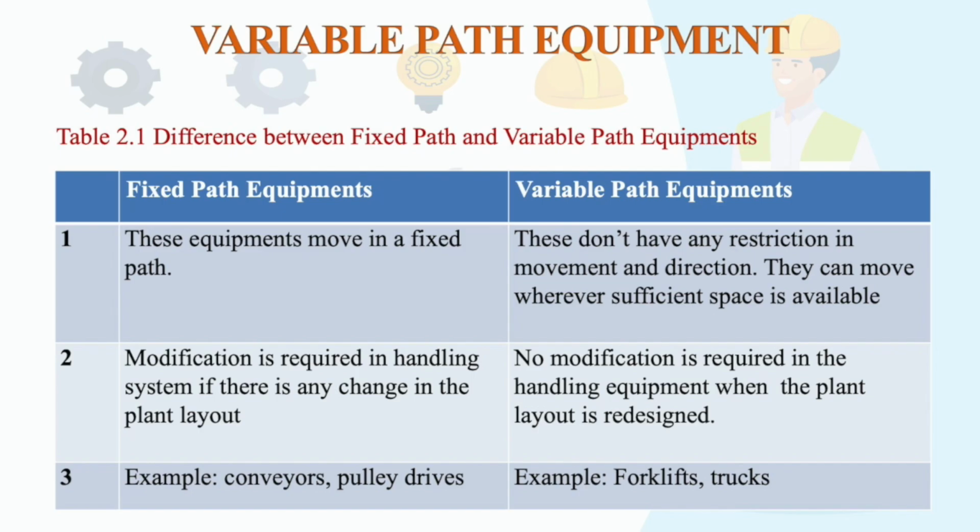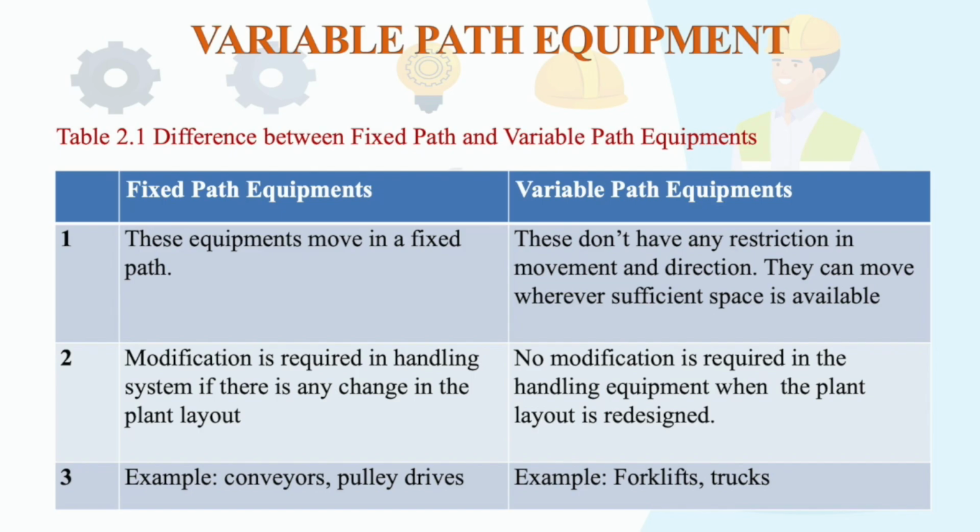In the fixed path, modification is required in the handling system if there is any change in the plant layout. No modification is required in the handling equipment when the plant layout is redesigned in the variable path equipment. For example, conveyors, pulleys, and pulley drives are examples of fixed path equipment, and in the variable path equipment, forklifts, trucks.